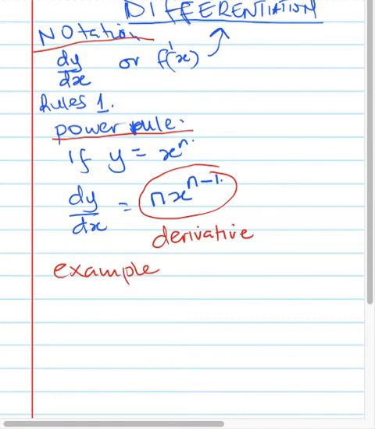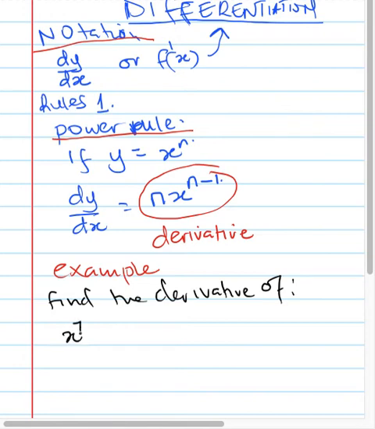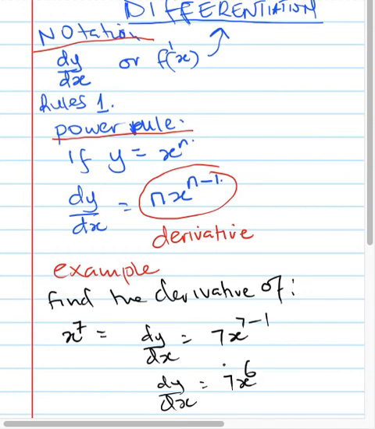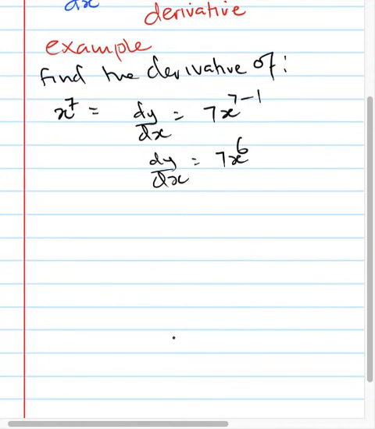So an example can be, this is how they can ask you, find the derivative of x to the power of 7. So using the power rule, dy dx will be 7x to the power of 7 minus 1. So the derivative will be 7x to the power of 6. So that is how it can be solved.